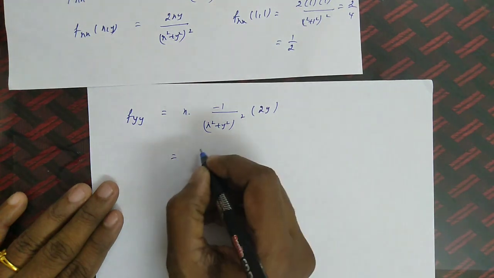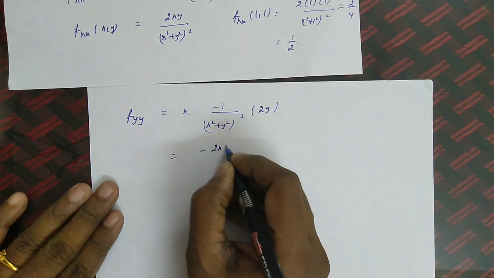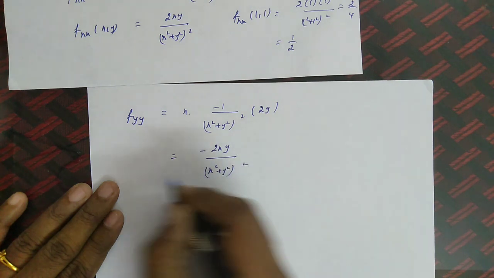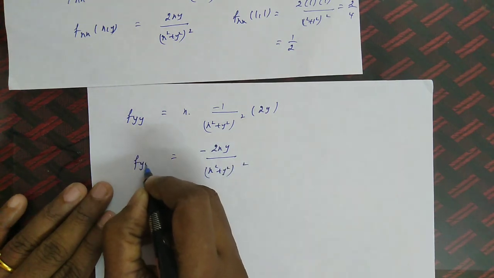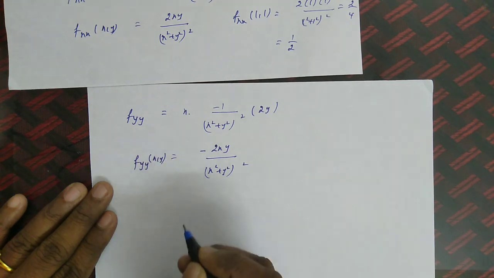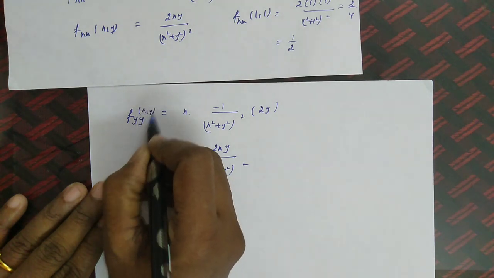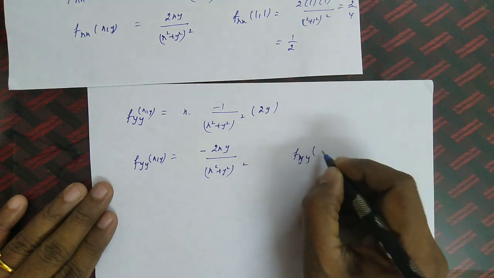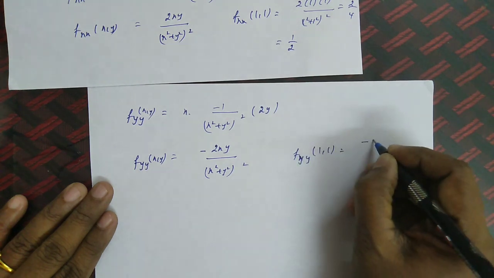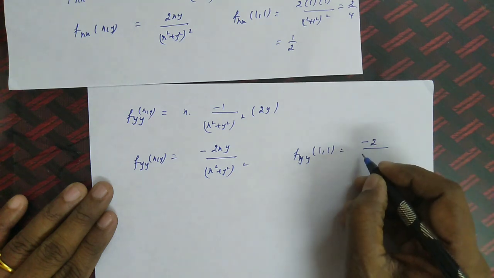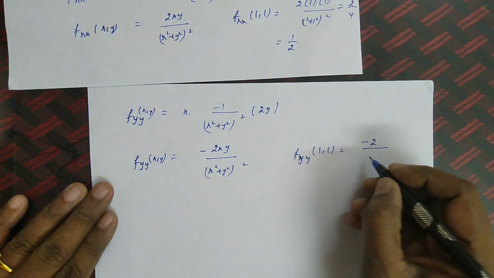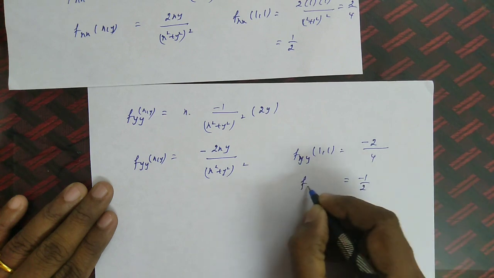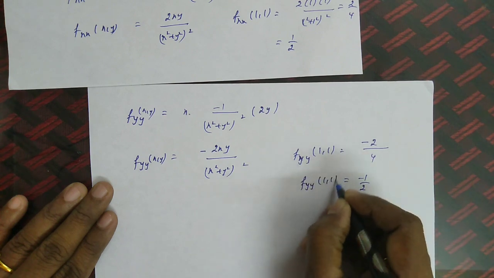Which is equal to minus 2xy divided by (x square plus y square) the whole square. What is this? This is our fyy of x comma y. Okay, it's understood. So now we will substitute the point into fyy of 1 comma 1. So minus 2 by 1 square plus 1 square, that is 2 square is 4, which is equal to minus 1 by 2. This is our fyy at the point 1 comma 1.